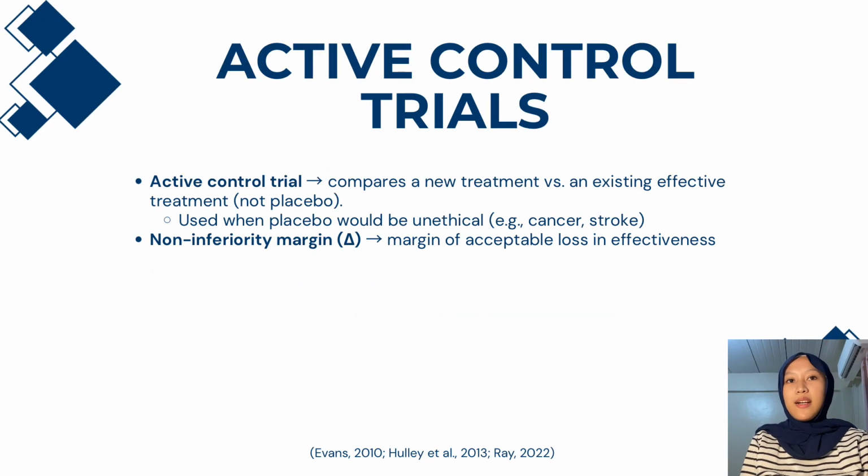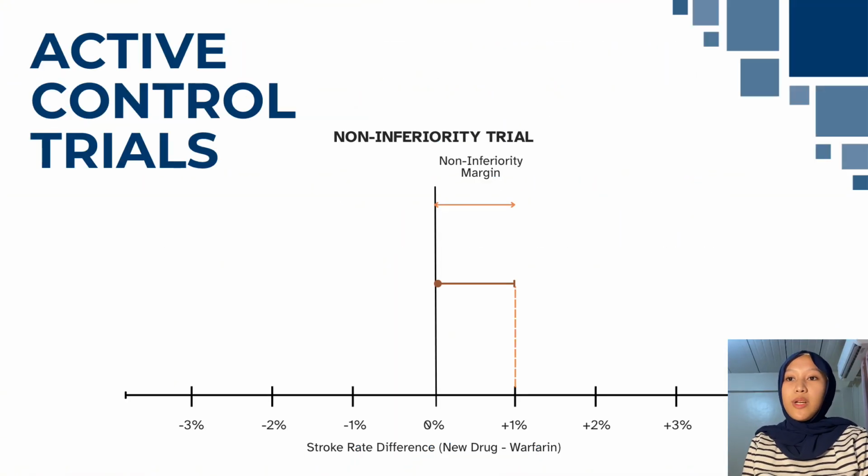Next, we have the active control trials, which compare a new treatment with an existing effective one instead of a placebo, making them essential when withholding proven therapy would be unethical, such as in cancer treatment. So these trials usually test non-inferiority, checking if the new treatment is not significantly worse than standard care within a defined margin called delta. So to illustrate, imagine testing a new blood thinner against warfarin for stroke prevention.